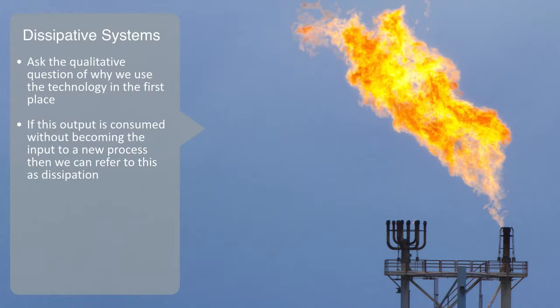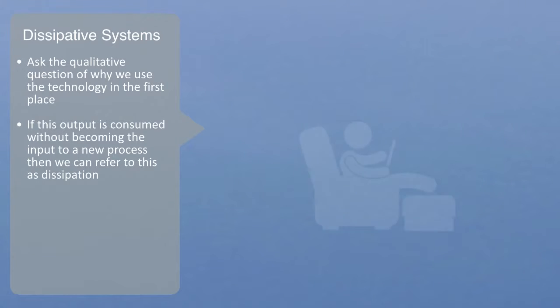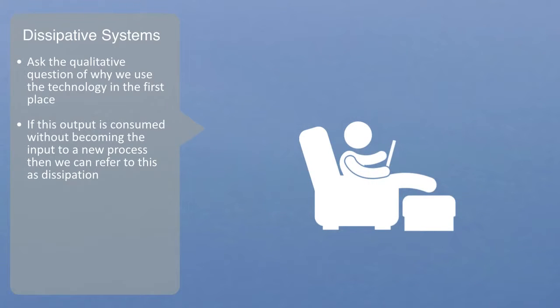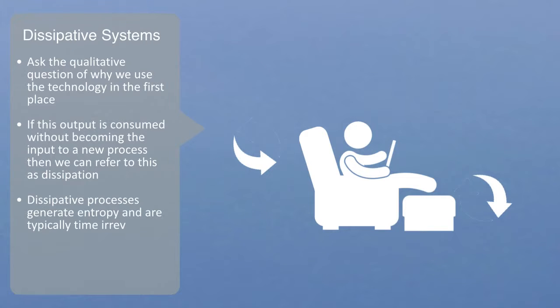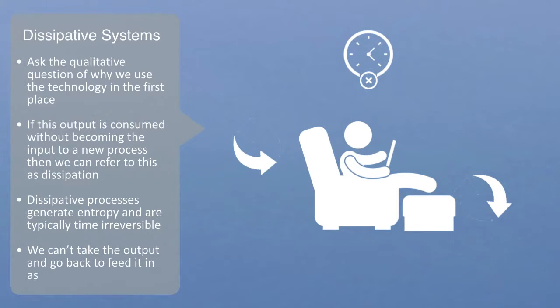The resource has been used up and is no longer available for work, at least not at the same level of functionality as before. If I use my iPhone to play computer games, the output of this process can't be used to enable another function. The resources inputted to enable the operation of that technology have been dissipated. Dissipative processes generate entropy and are typically time irreversible. We can't take the output and go back to feed it into the input again because it has been degraded during the operation.